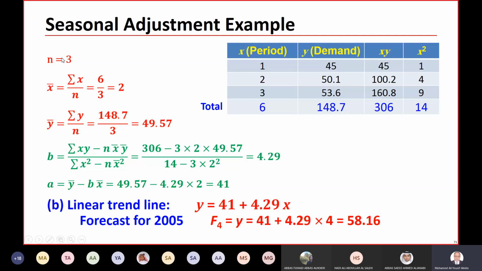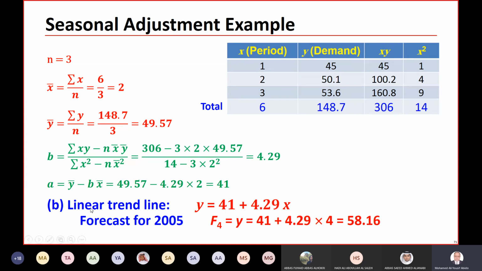So you have the number of periods, which is 3. These are the demand for the last 3 years. And this is the XY, 2 times 50, 3 times 53. And this is X squared, 149. And then you can get the total, and you have here the average. We need the average of X. So this is 2. The average of Y, we divide by 3, the number of periods, so the average equals 49.